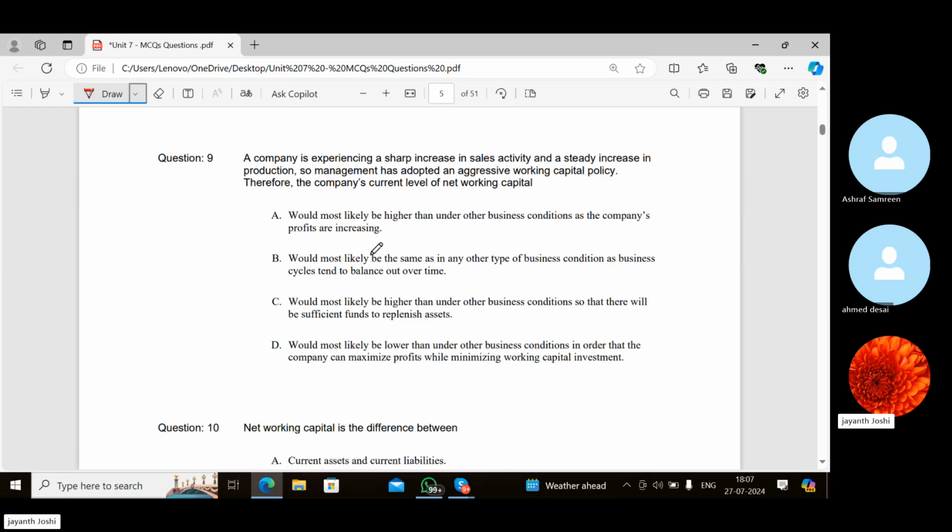Do the ninth question. Company is experiencing a sharp increase in sales activity and steady increase in production. So management has adopted an aggressive working capital policy. Therefore, the company's current level of net working capital would.